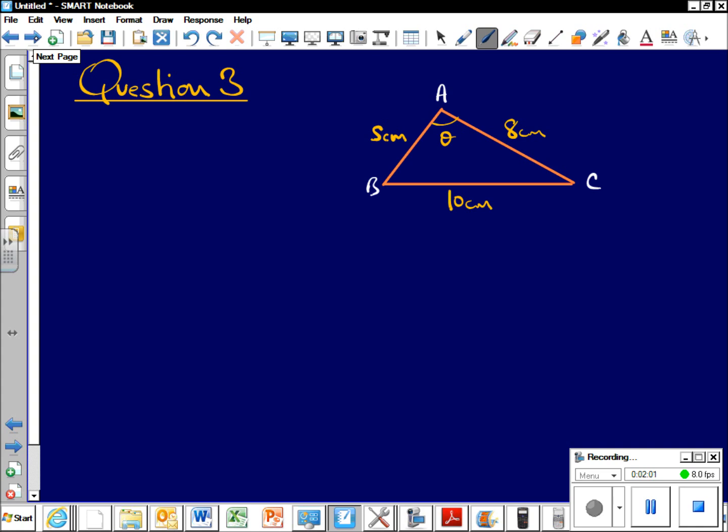What have we got to do on this one? Show that the angle is 97.9. How do I do that? What am I doing here? Cosine rule, right? Is it? What's the cosine rule?